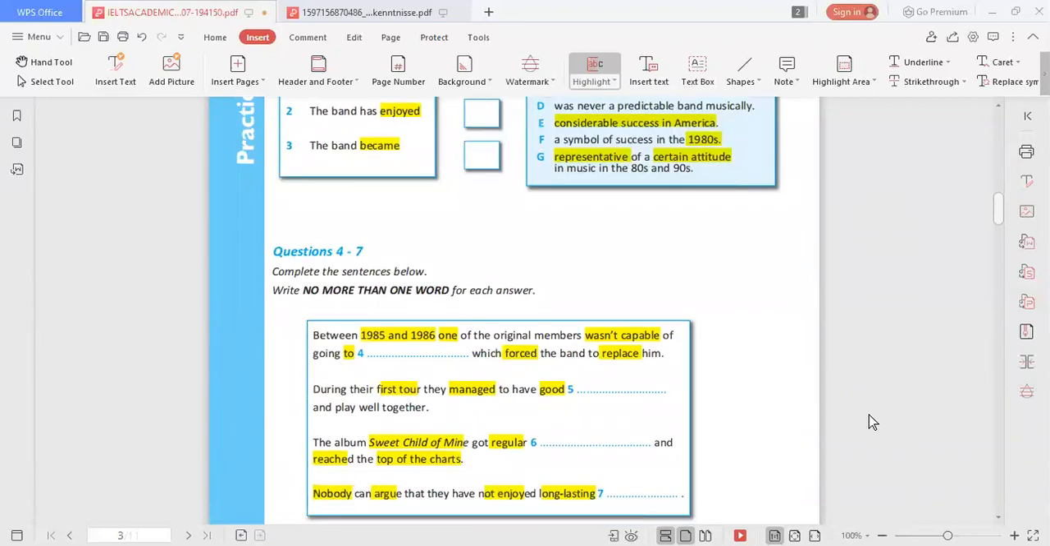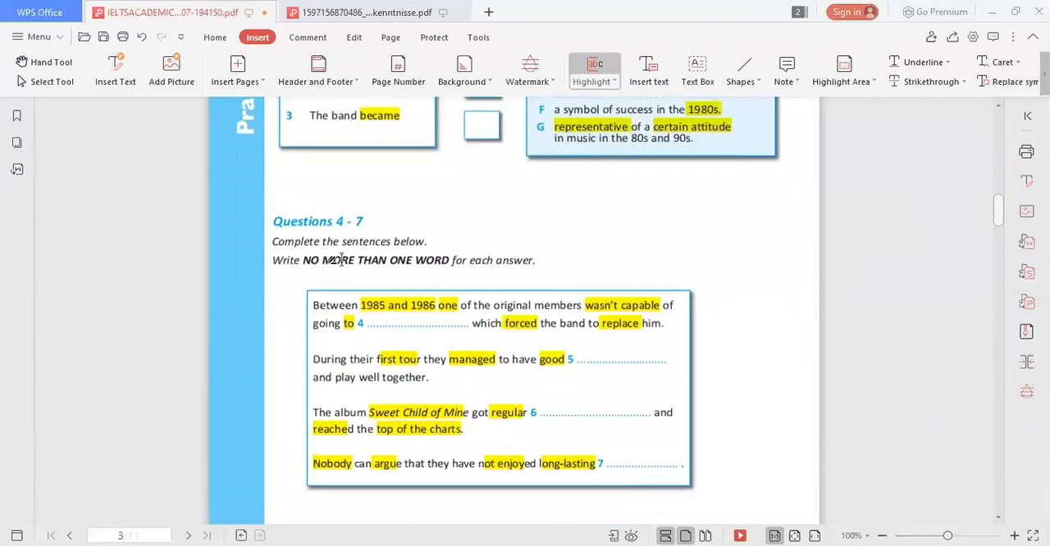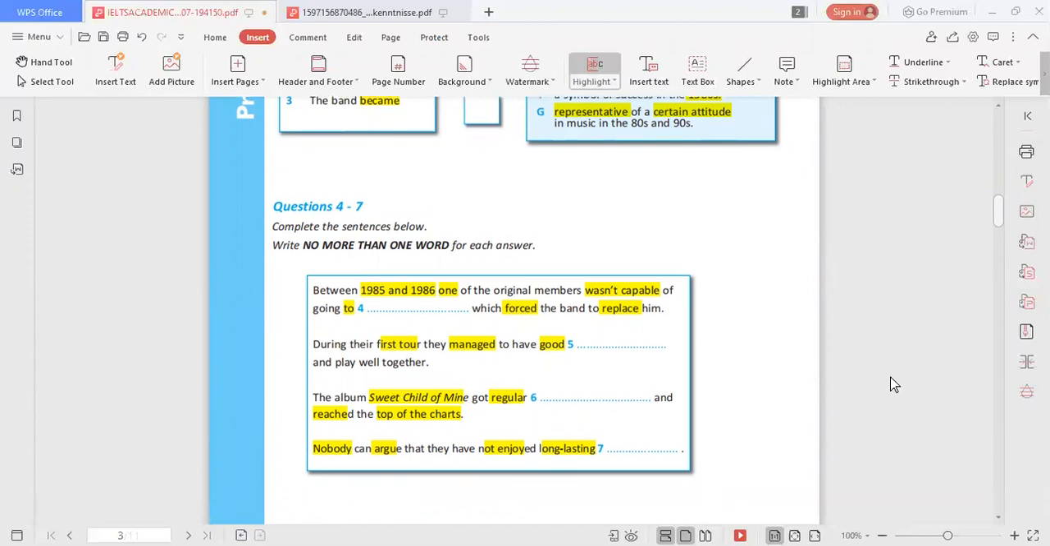Moving on to questions 4 and 7. Another type of question. So the previous one was matching information or matching features. This is a gapped text. So basically what you're going to do is try and complete the sentences with the word from the text. And it's very important to pay attention to this rule. No more than one word. What it means is just one word.